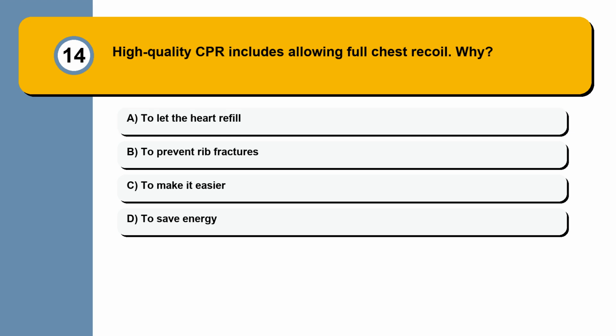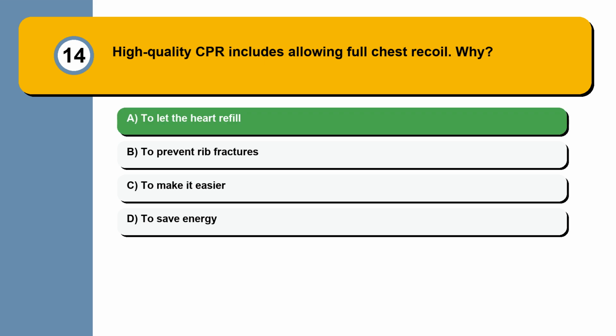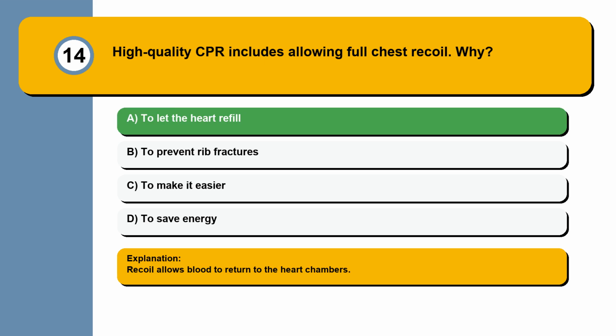Question 14. High-quality CPR includes allowing full chest recoil. Why? To let the heart refill, to prevent rib fractures, to make it easier, or to save energy? Recoil allows blood to return to the heart chambers.